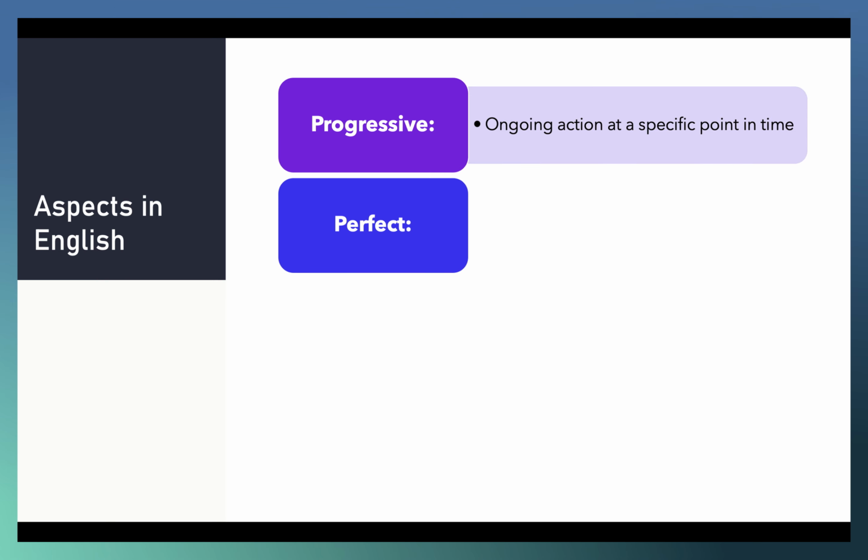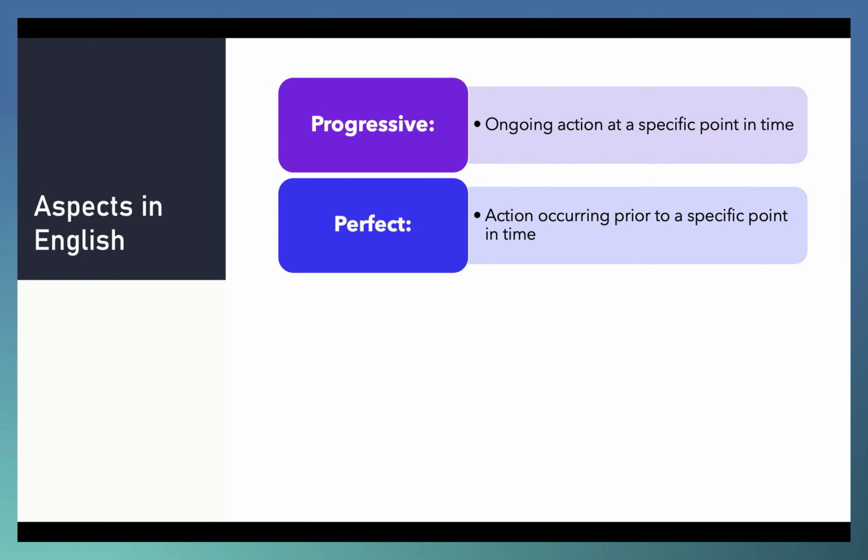The perfect aspect is used when we want to indicate a prior action. Prior does not necessarily mean past. It just means before some point in time. Before a point in time in the past, before a point in time in the present, or before a point in time in the future.